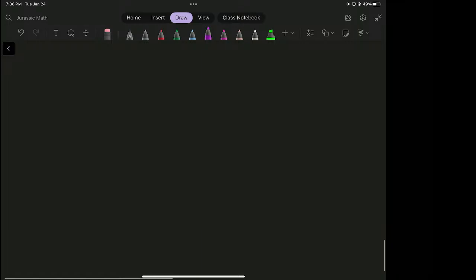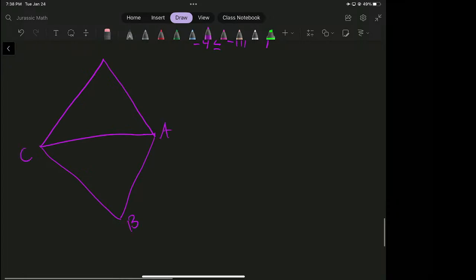Alright, so the next geometry problem is once again like every other geometry problem. The first thing I start with, I draw the picture. Always drawing pictures in geometry class. You have to. A, B, C, D. We have this one and this one. We have this and this. And that's it.